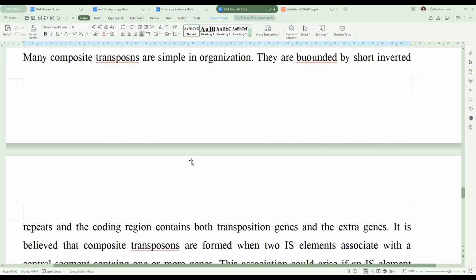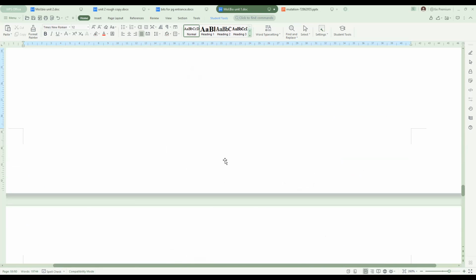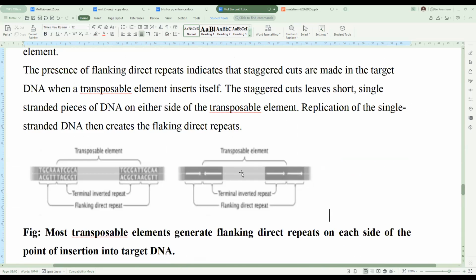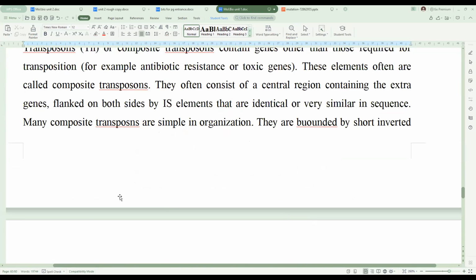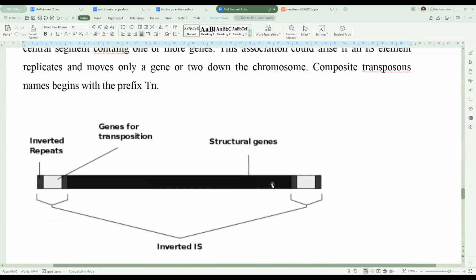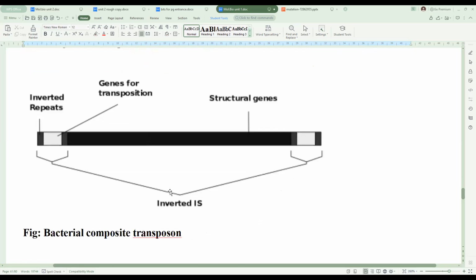The genes for transposition are present in the insertion sequence only. Whatever sequence is present in the insertion sequence will code for the enzyme transposase. Similarly, a composite transposon has insertion sequences on either side. An insertion sequence is a small transposon. Two transposons together are lifting another segment between them. That is a composite transposon.